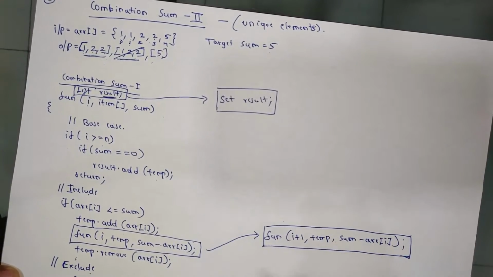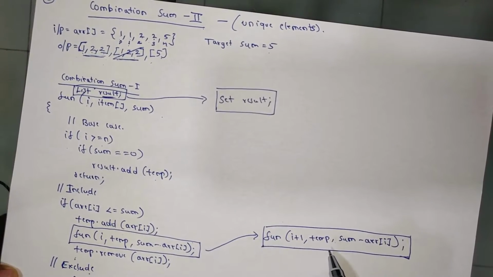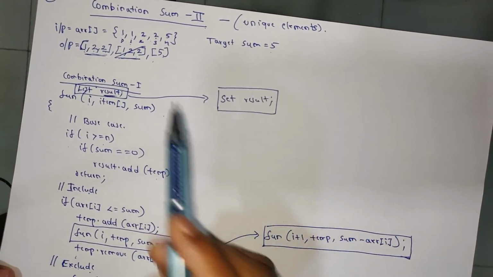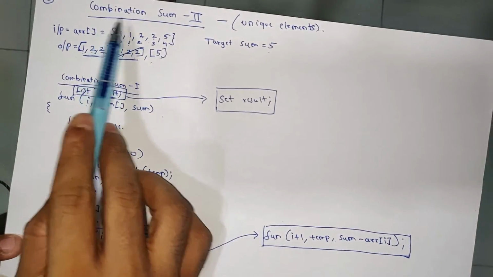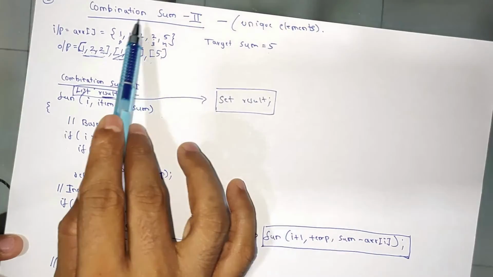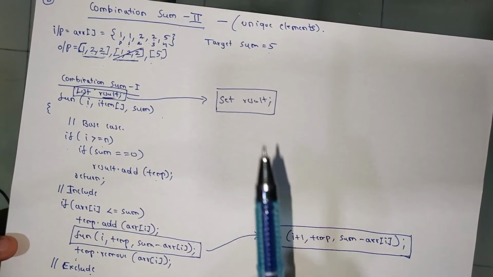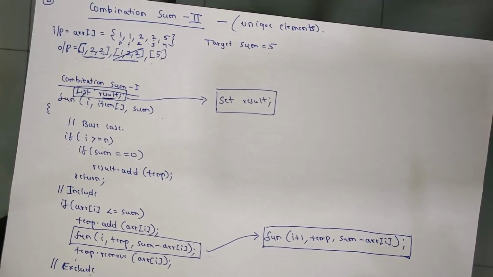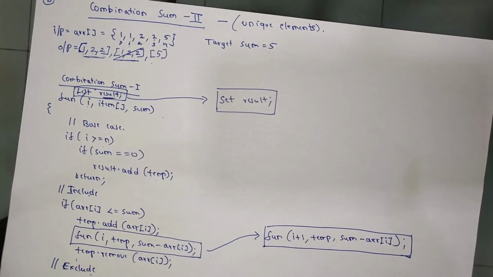So these are the two modifications you have to do, and then you will be able to easily convert the combination sum 1 problem into the combination sum 2 problem. I hope this makes sense to you. I will show you the Java code for this problem statement.